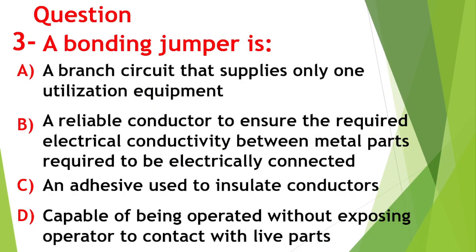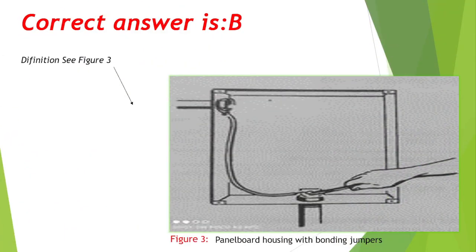Next, question number 3. A bonding jumper is A. A branch circuit that supplies only one utilization equipment. B. A reliable conductor to ensure the required electrical conductivity between metal parts required to be electrically connected. C. An adhesive used to insulate conductors. D. Capable of being operated without exposing operator to contact with live parts. Correct answer is B. See the figure.